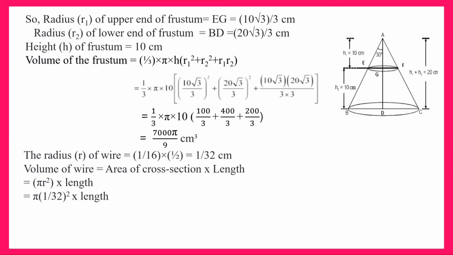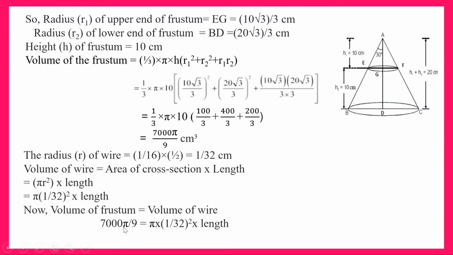That means 7,000 pi upon 9 will be equal to 1 upon 32 square pi into the length. This pi and pi will cancel out and I'll get the length of the wire as 7,000 into 32 into 32 upon 9 centimeters. This comes out to be 7,96,444.44 centimeters. If I change it into meters, I just divide it by 100 and I get 7,964.4 meters. So I hope you've understood the solution. Thank you so much.